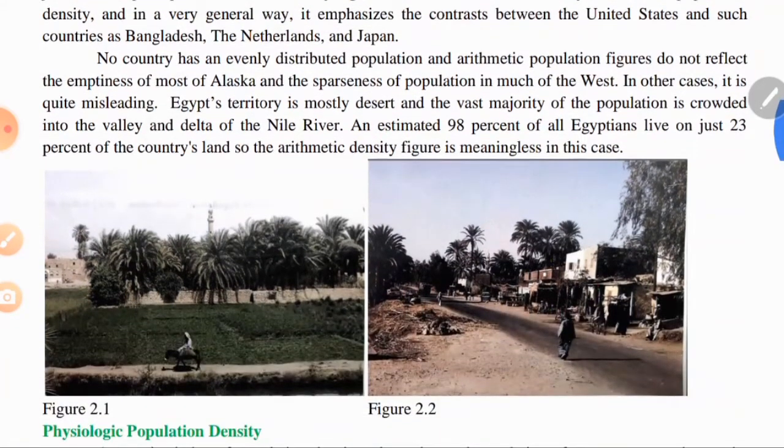Egypt's territory is mostly desert, and the vast majority of the population is crowded into the valley and delta of the Nile River. An estimated 98% of all Egyptians live on just 23% of the country's land. So the arithmetic density figure is meaningless in this case.